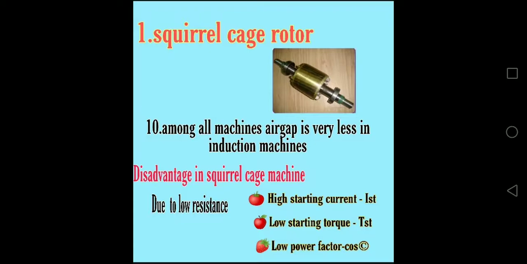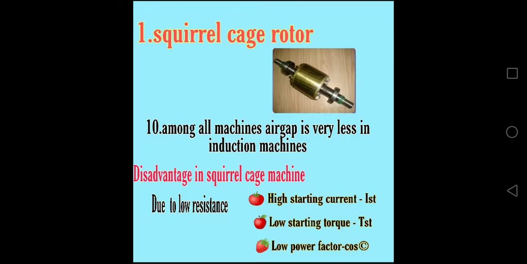And the second point is low starting torque. It is because torque in induction machines is directly proportional to rotor resistance. Again, it is very important: any torque in an induction machine, maximum torque, full load torque, standstill torque or starting torque, is directly proportional to rotor resistance. When the rotor resistance is less, then the starting torque is also less.